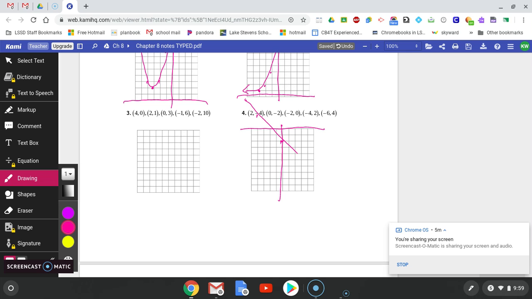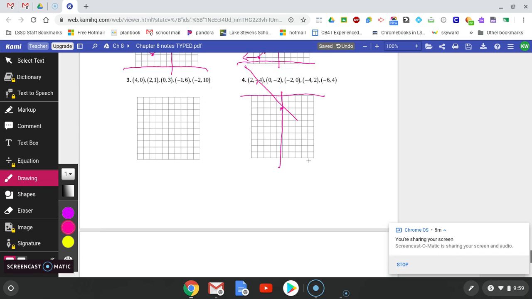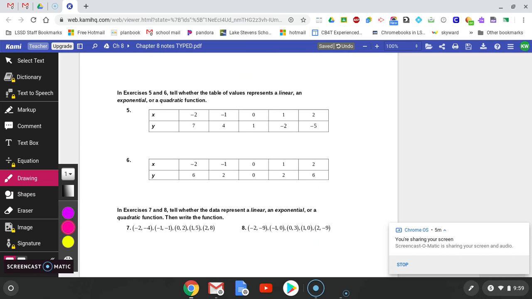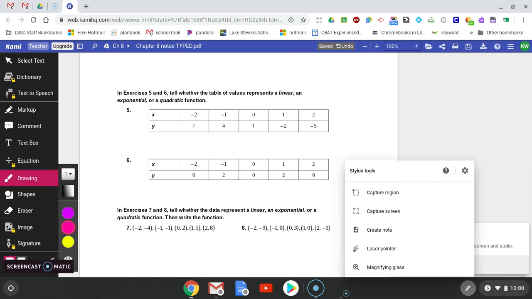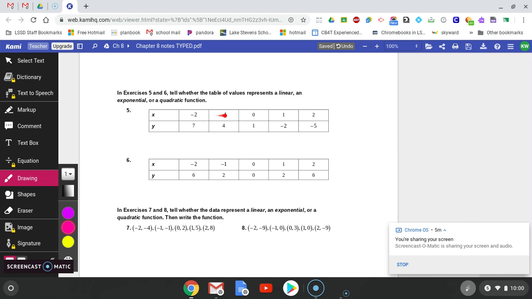Good. So from the graph, it should be pretty easy to tell. So let's take a look at the tables, though. All right, so first of all, when you're trying to find out if it's linear, exponential, or quadratic, check your x. So you can see on both of them, this is going negative 2, negative 1, 0, 1, 2. The pattern's consistent. If the pattern on the x's isn't consistent, you need to be really careful when you're looking for the pattern on the y's.